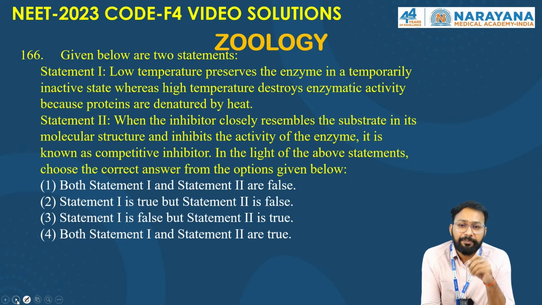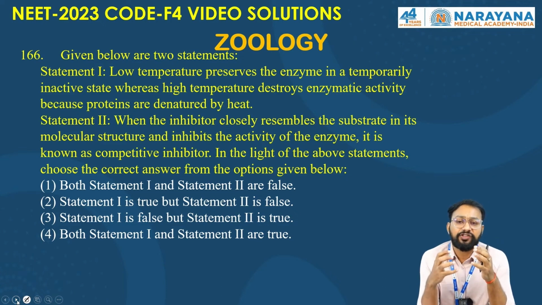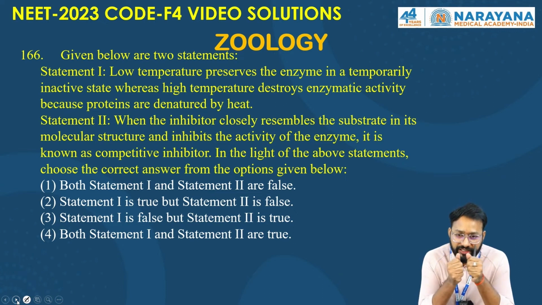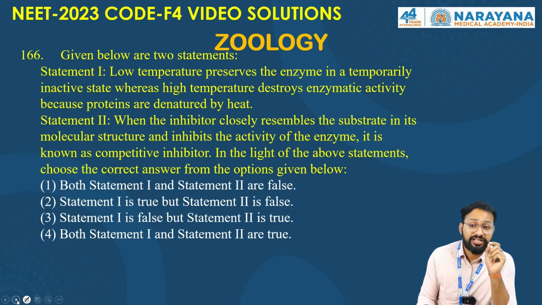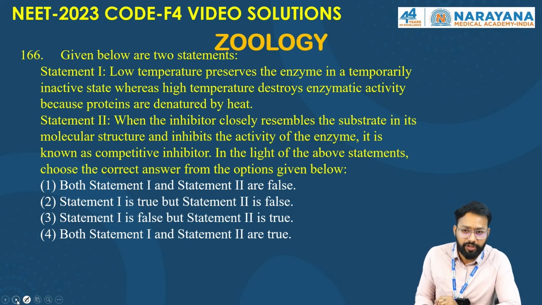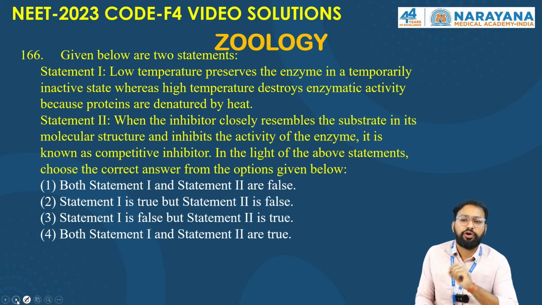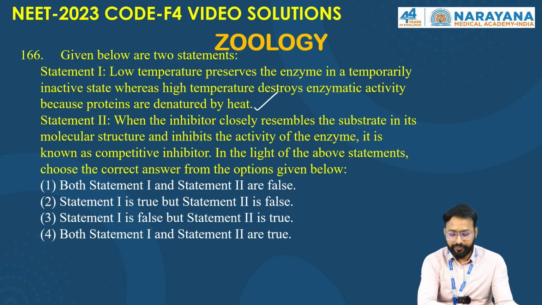Moving further to the next question, statement 1 and statement 2 type. Low temperature preserves the enzyme in a temporary inactive state. We know that enzymes are biologically active proteins. A decrease in the temperature brings the bonds together. As a result, the enzymes become inactive. Under lower temperature, enzymes are inactive, and higher temperature will cause breakdown of the hydrogen bonds, which will lead to denaturation of the protein. So this statement is absolutely correct.